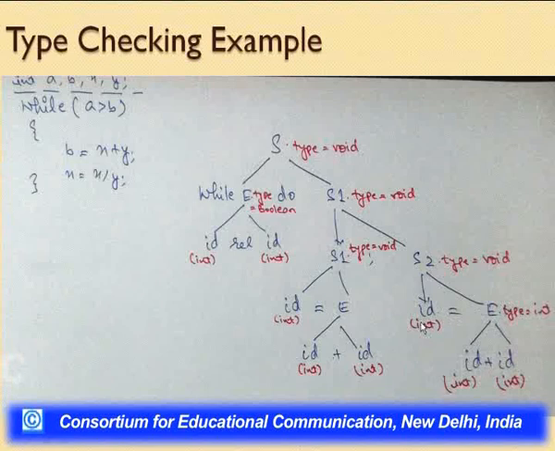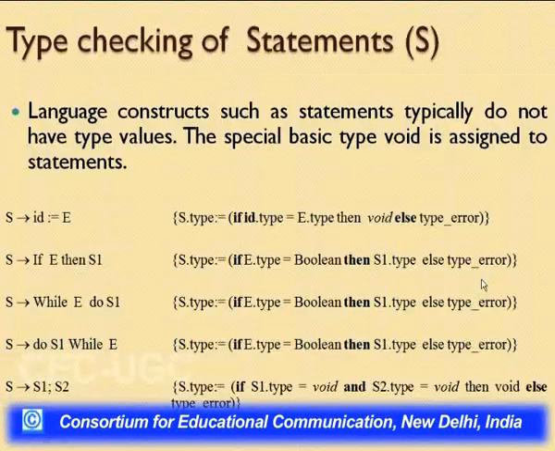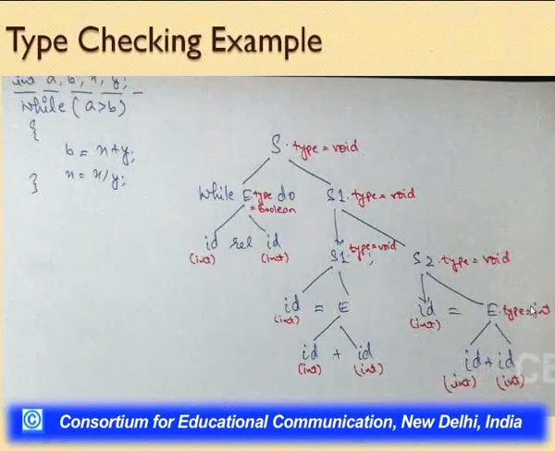If id.type is integer and e.type is integer, remember this first rule, id.type and e.type, if they match, then it is void. So this type is integer, this is integer, and ultimately this is nothing but void. Similarly, we keep on calculating, and the entire code snippet now has the type void. So this is how type checking can actually be done on such code snippets.